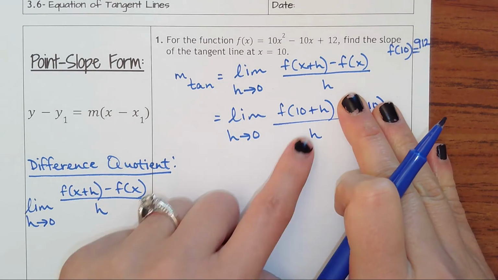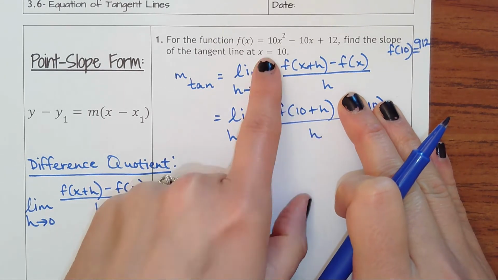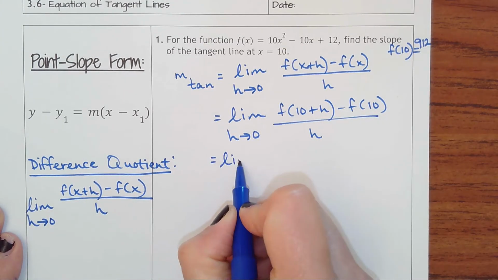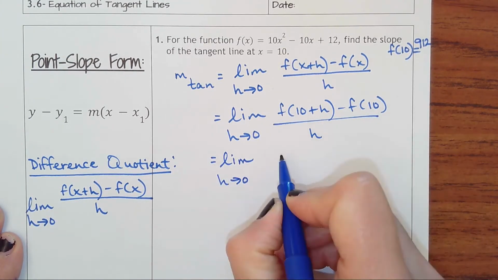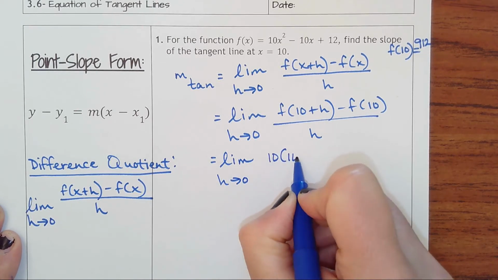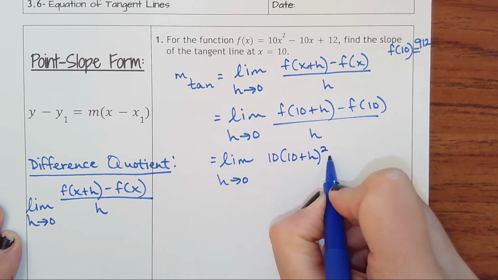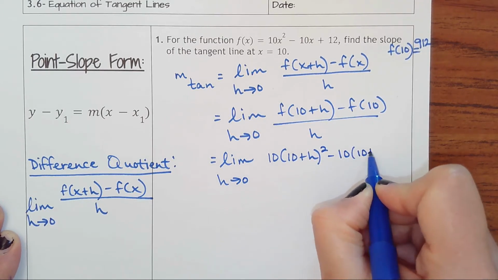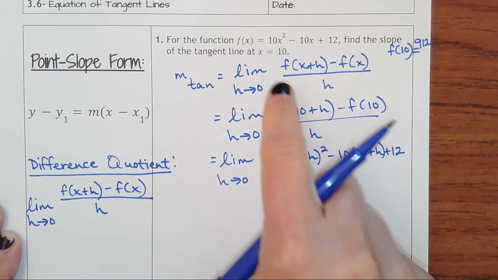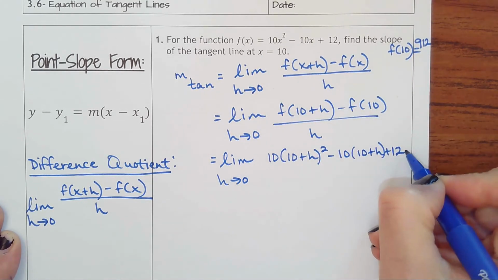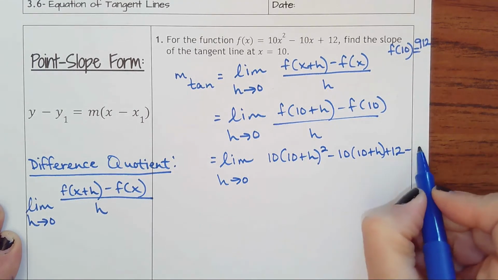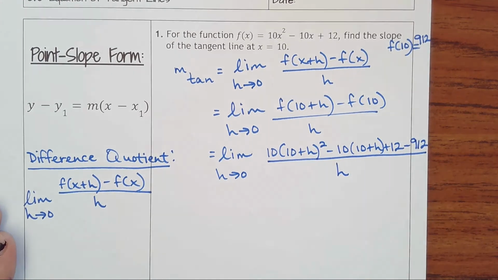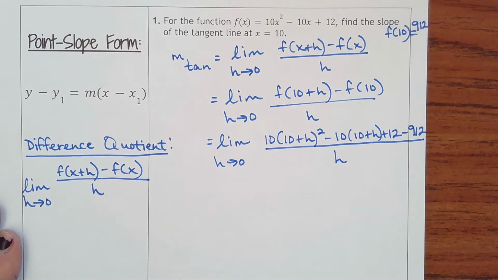So the first thing we want to do is put 10 plus h in for x everywhere in our function, which will be two different times. So it'll be 10 times 10 plus h, quantity squared, minus 10 times 10 plus h plus 12. So that's that whole function. And then minus our y value when we plugged in 10, that's 912. Hopefully everything will cancel out. That's how you know you're doing it right. These things will really simplify here in a minute.